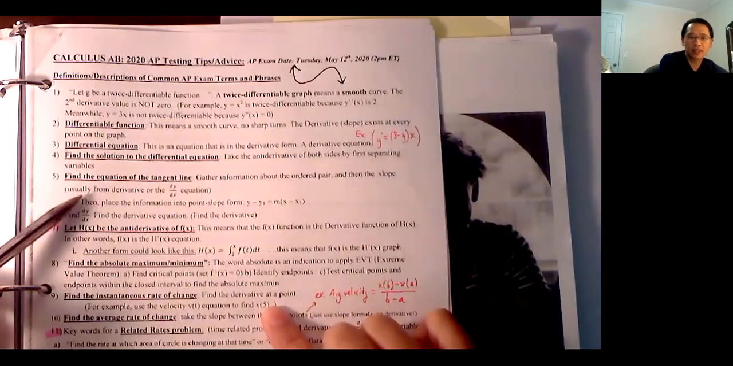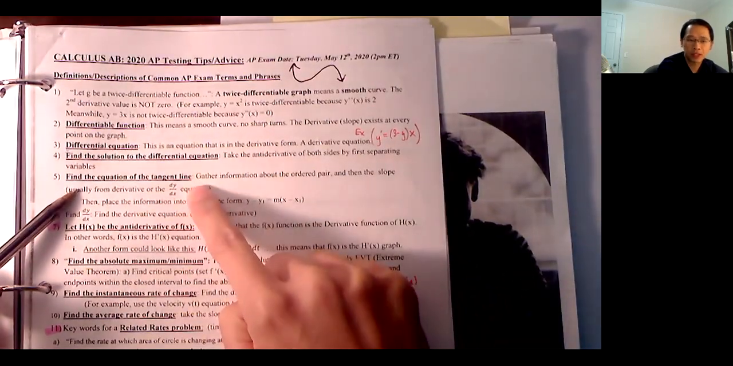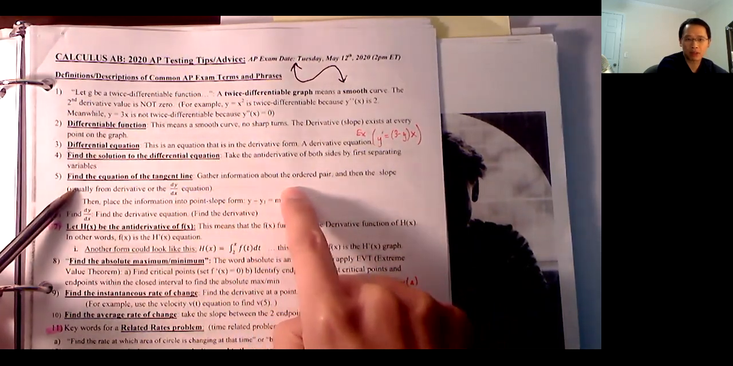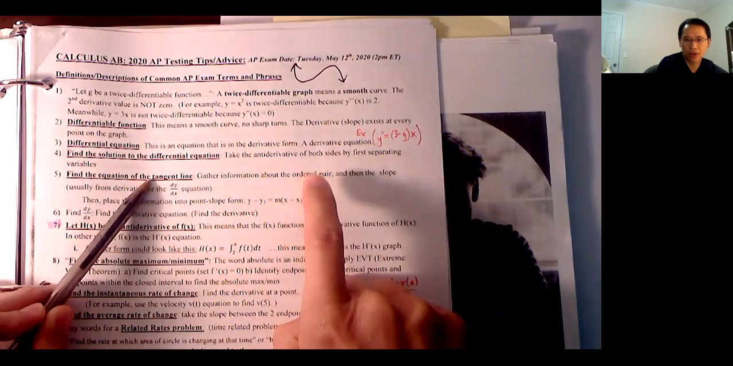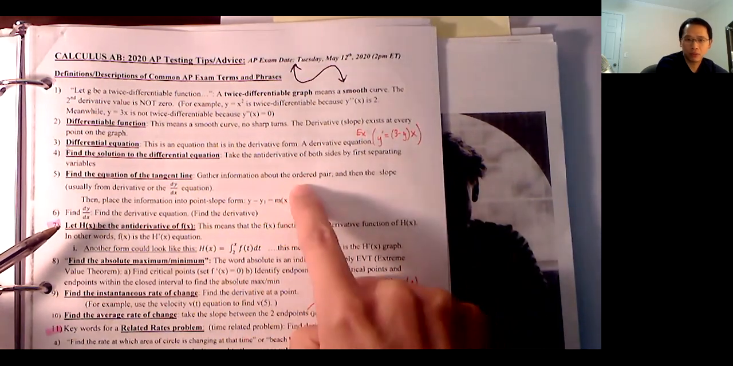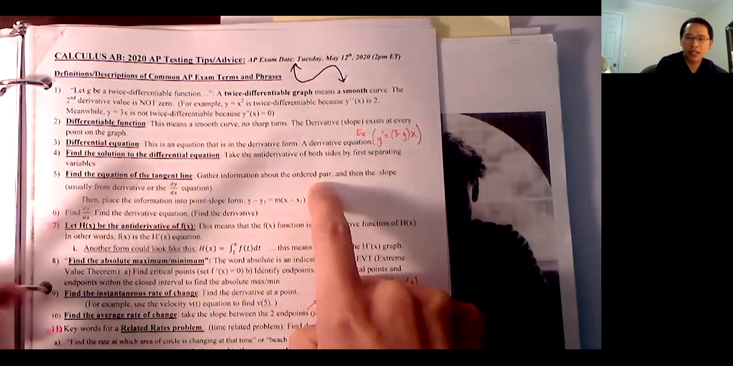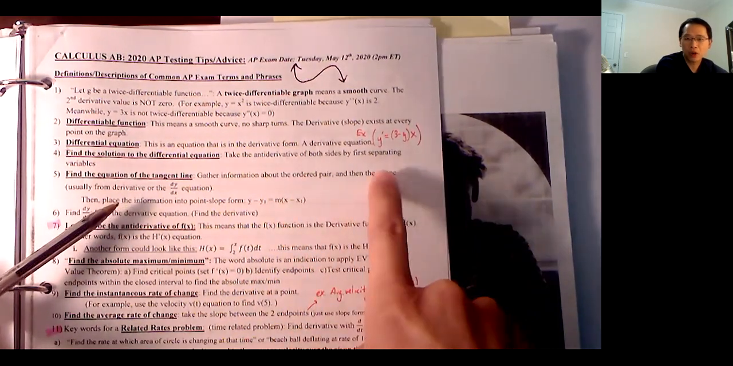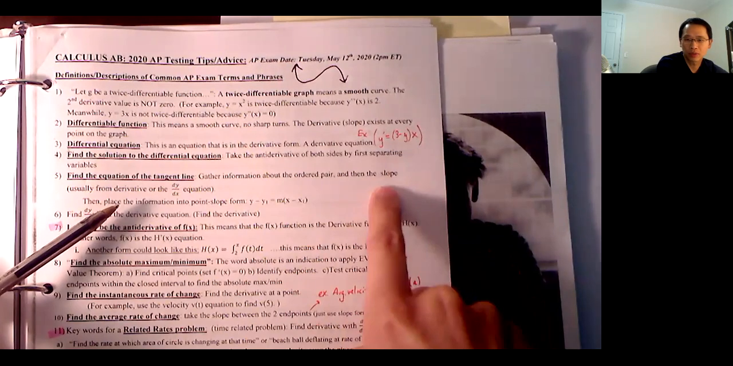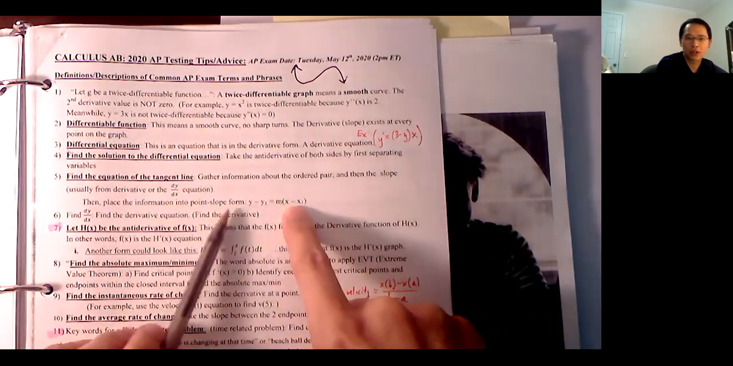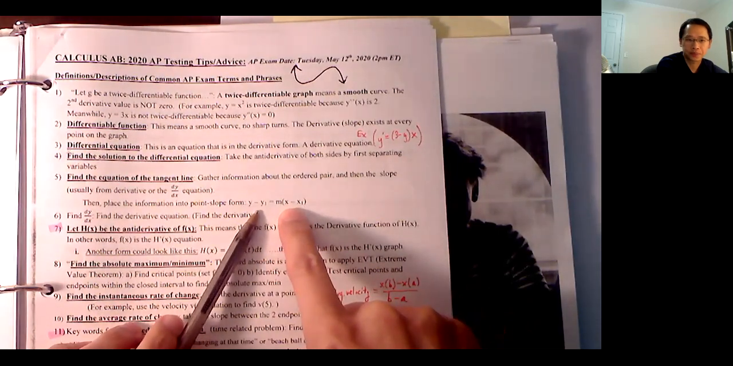Finding the equation of a tangent line. You're going to see this quite a bit as well. This is where you first gather information about the line. So you need to find an ordered pair, and they'll at least give you the x value. If they don't give you the x and y value, then you can take the x value, put it into the original function, and get that ordered pair. And then to find the slope, you just plug into the derivative function or the differential equation to get that slope. Once you get your ordered pair and your slope, you put them into point-slope form.